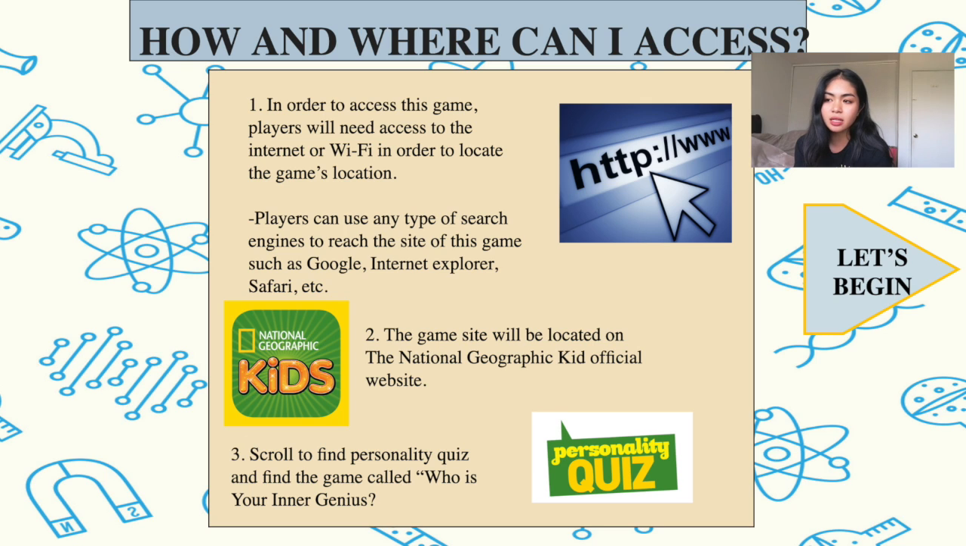As you can see, the first page is kind of like the instructions on how to find the game. You have the title and there are 3 steps to find this game. First, the player has to have internet or some Wi-Fi connection in order to use any type of search engine to find this game or to go on the National Geographic Kids website. Then step 2, again, it will be located on the Kids National Geographic website. If there's an app for it, the game should be on there. But if you have to go on a website, it's totally fine.